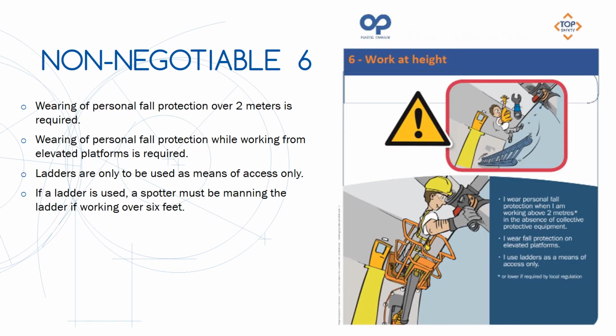Non-negotiable 6. Wearing of personal fall protection over 2 meters is required. Wearing of personal fall protection while working from elevated platforms is required. Ladders are only to be used as means of access only. If a ladder is used, a spotter must be manning the ladder if working over 6 feet.